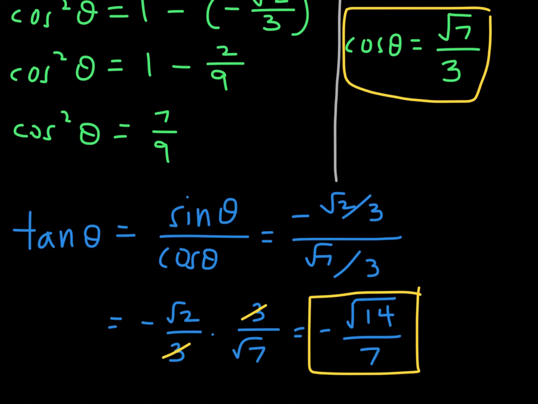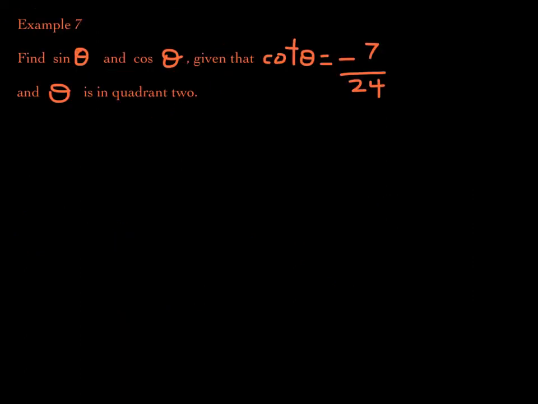Awesome. Let's look at one more example before we end this lesson. All right, find sine of theta and cosine of theta, given that cotangent of theta is negative 7 over 24, and theta is in quadrant 2.